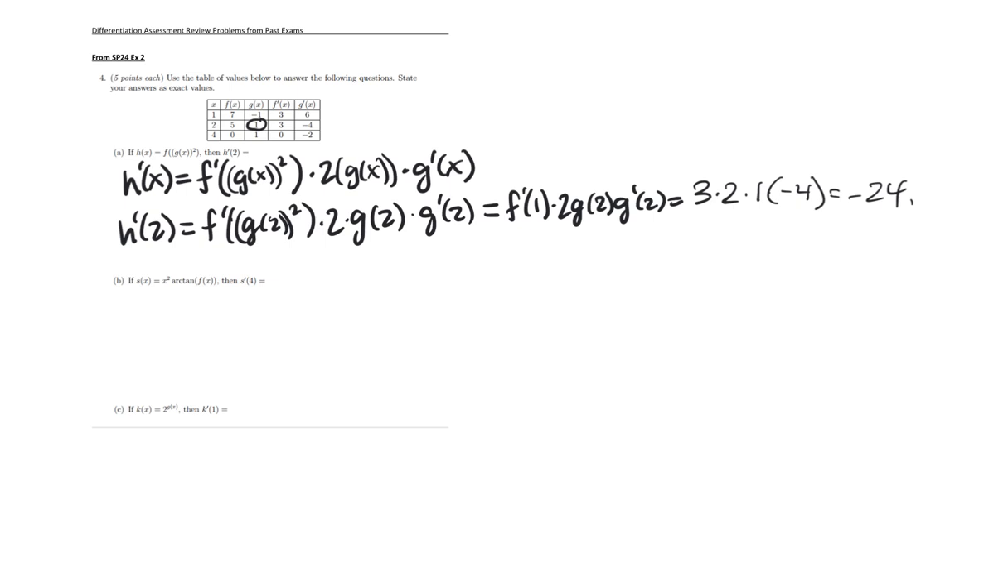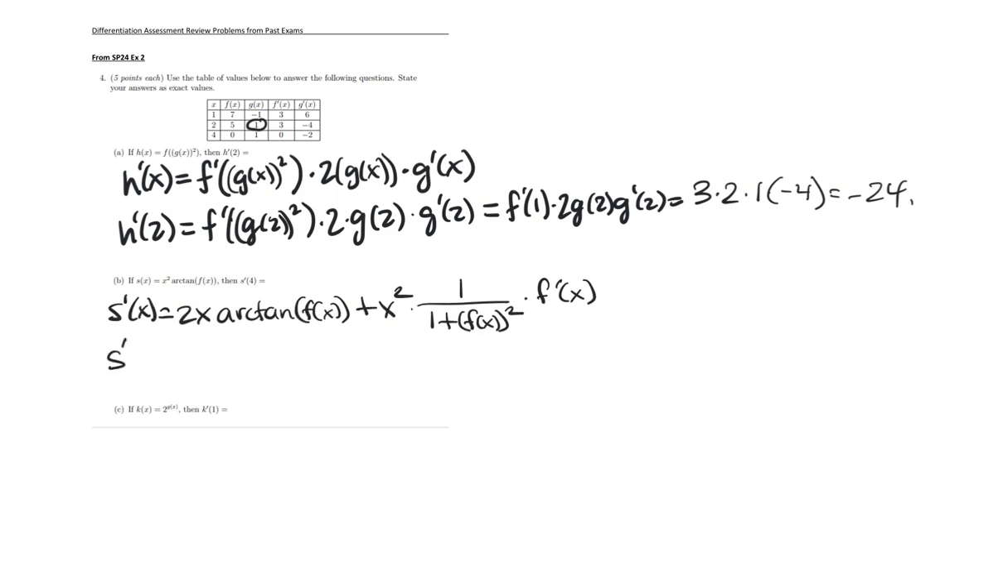All right, so next I'm given s of x equals x squared times arctan of f of x. Okay, so what is s prime of x going to be? I'm going to use product rule. So it'll be 2x arctan of f of x plus x squared times, the derivative of arctan is 1 over 1 plus the inside part squared. The inside part here is f of x, times the derivative of the inside part, which is f prime of x. Okay, now I want to plug in values.